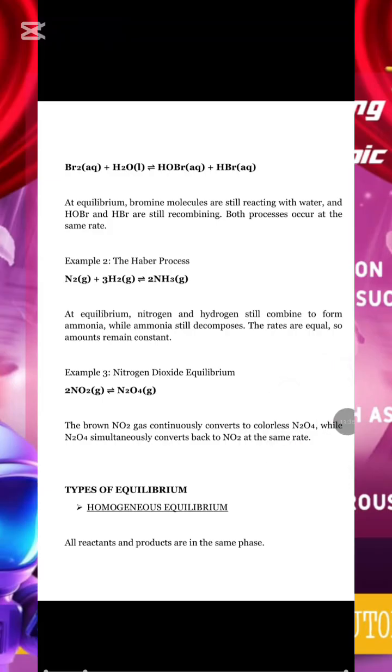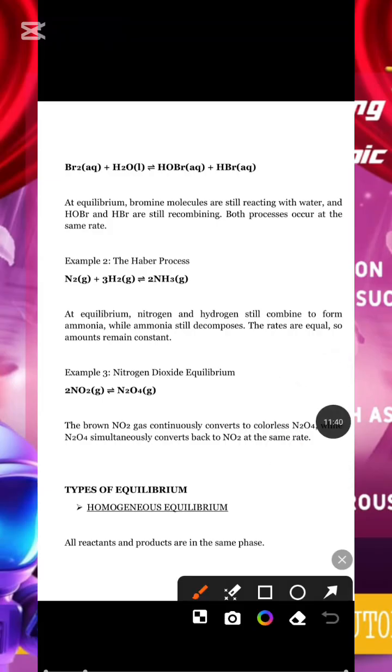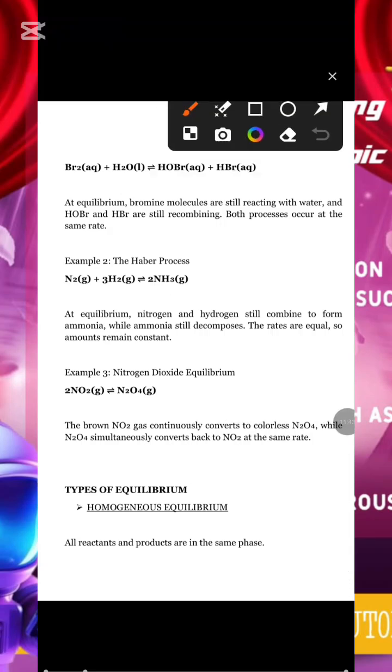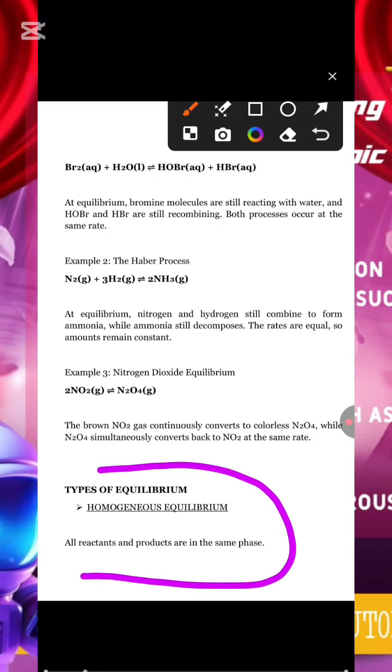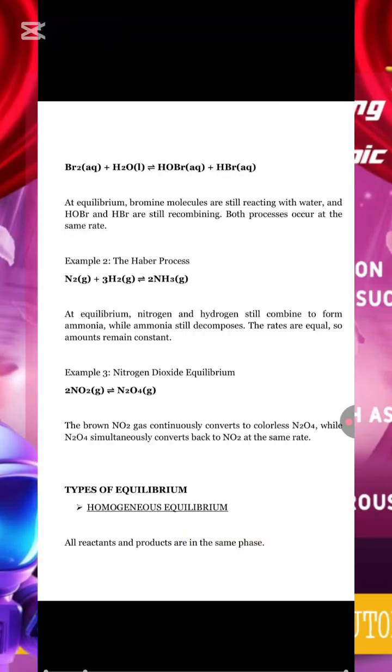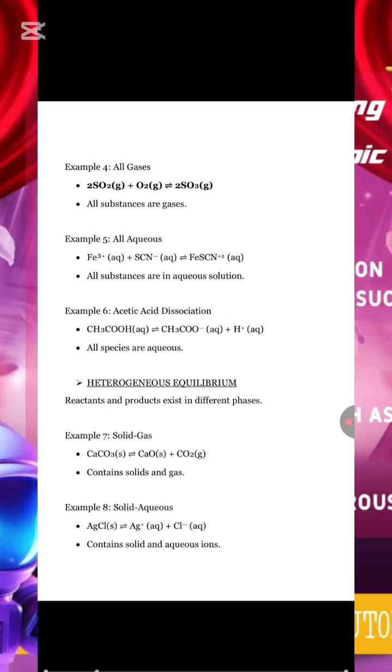The first one is homogeneous equilibrium. When we say equilibrium is homogeneous, what does it mean? It simply means that all the reactants and products are in the same phase. When we say the same phase, what does it mean? It means the same state of matter. If they are all solid, then they are all solid. If they are all liquid, then they are all liquid. If they are all gas, then they are all gas. And if they are all aqueous, then they are all aqueous.